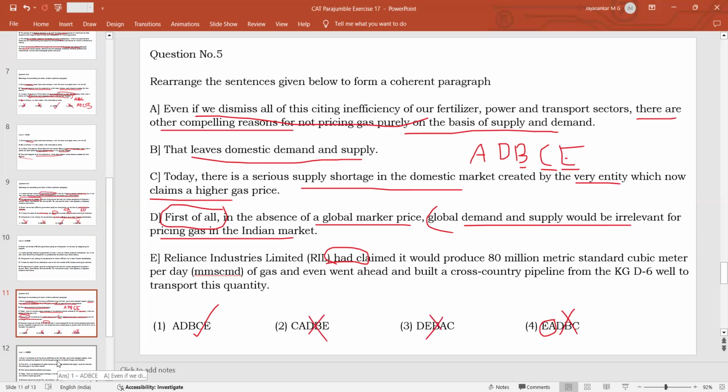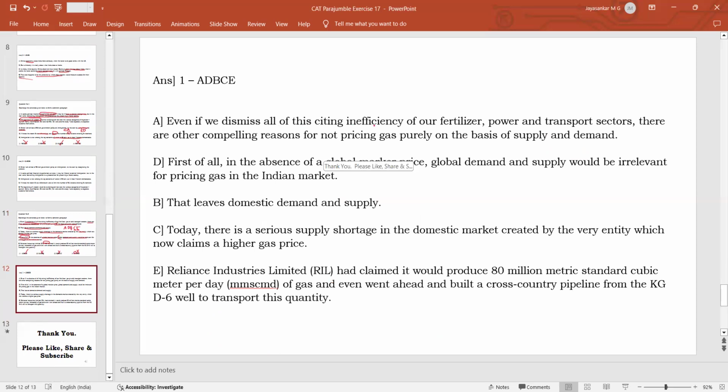So the only possible logical answer is ADBC. Even if you dismiss all of this citing inefficiency, there are other compelling reasons for not pricing gas. Other compelling reasons. First of these reason, global demand and supply cannot be a good thing. Then that leaves domestic demand and supply. But even in domestic demand and supply, there is a serious supply shortage. So such kind of supply shortages are created by companies which promise or which claim that they will be providing a lot of oil into the country. So domestic demand and supply also is not going to be reliable when you try to fix gas prices in India. So this is the meaning. So this is the only logical sequence through which we can jumble this particular paragraph.